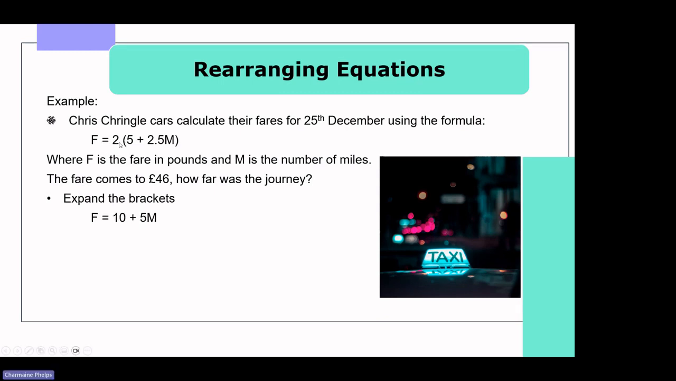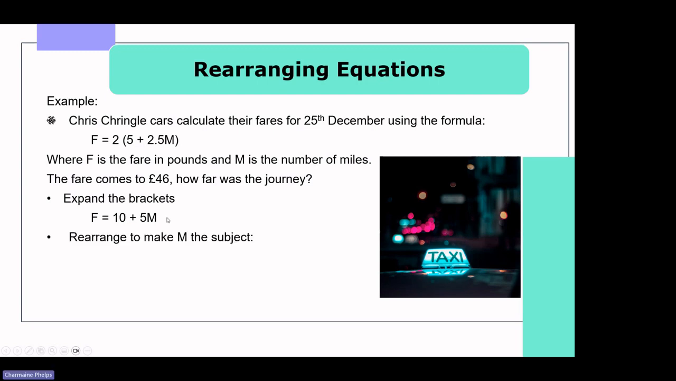So when we say we're expanding the brackets, it means whatever is outside the bracket, okay, there is no times symbol here, but we know that 2 sitting outside a bracket means 2 multiplied by everything inside the bracket. So 2 times 5 is 10. 2 times 2.5m is 5m, okay, because 2 times 2.5 is 5. So here we've expanded the brackets. Already the formula looks a little bit nicer to deal with.